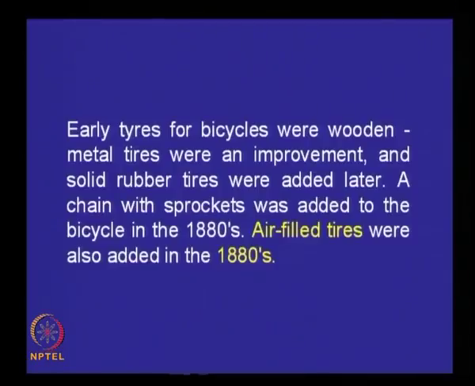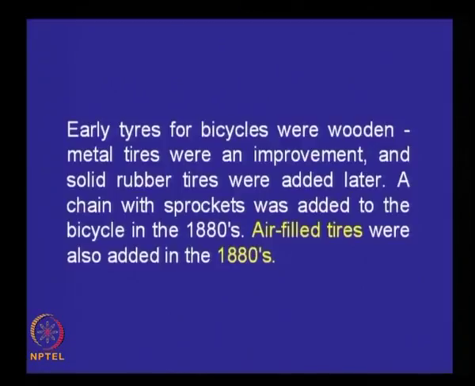And early tires for bicycles were wooden. Metal tires were an improvement later, and solid rubber tires were added subsequently. A chain with sprockets was added to the bicycle in the 1880s. Air-filled tires were also added in the 1880s. In the 1880s, they had a complete form of bicycle which can be used with air-filled tires.